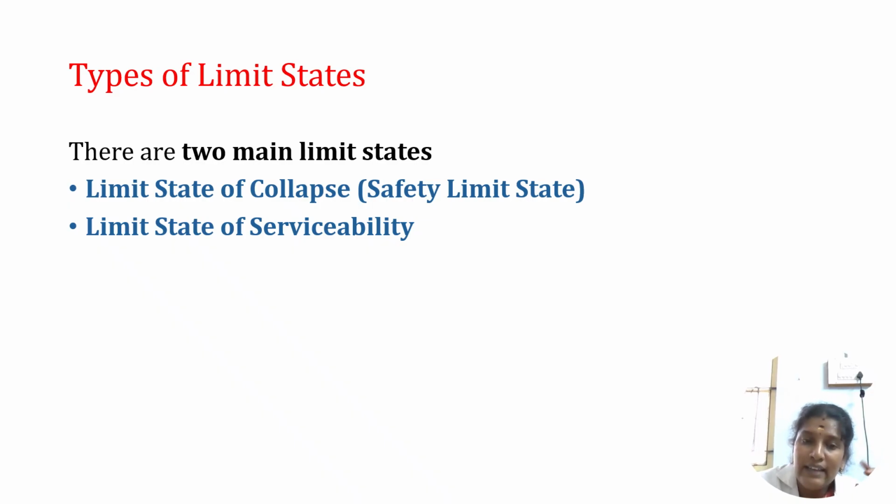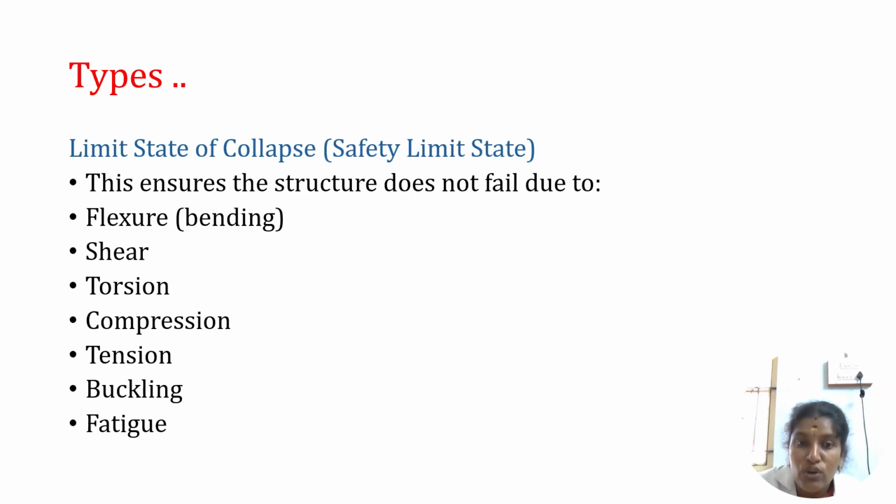Next, we can see the types. It can be ensured in a safety manner as well as a serviceability manner. The ultimate state is ensured in the safety manner. So what are the safety things? The structure does not fail due to these kinds of reasons: in flexural bending, the structure will not collapse. In shear, the structure will not fail, likewise compression, tension, torsion, buckling, fatigue. So these conditions will not cause structural collapse. In this case it is for safety purposes.